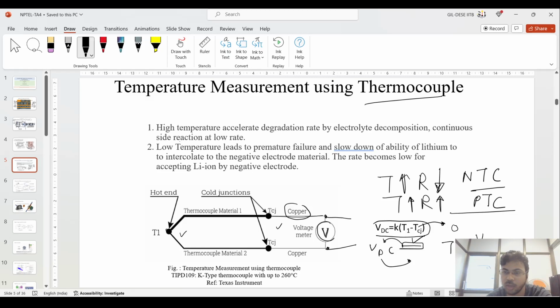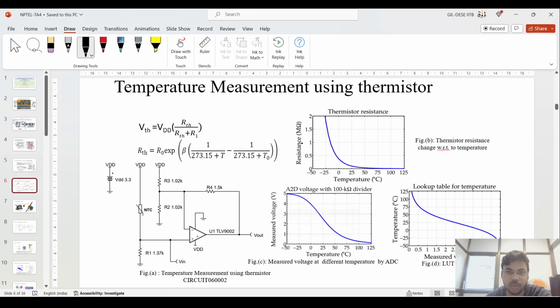Okay, so how can you measure? If you make the temperature at this cooling junction 0, then the temperature will be VDC by K. By that you can measure this temperature.